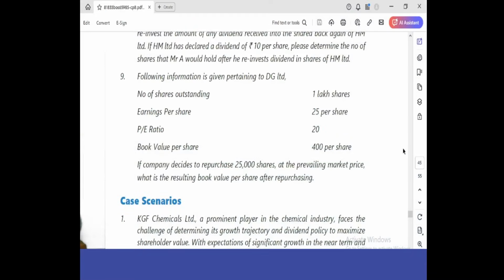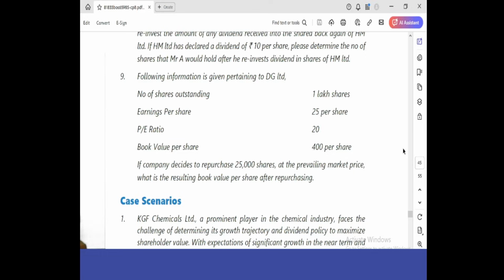Now let's go ahead and take on this example from the chapter on dividends. It is a question from your study material, right? Yes, sir. Here we go. Yes. Following information is given pertaining to DG Limited.